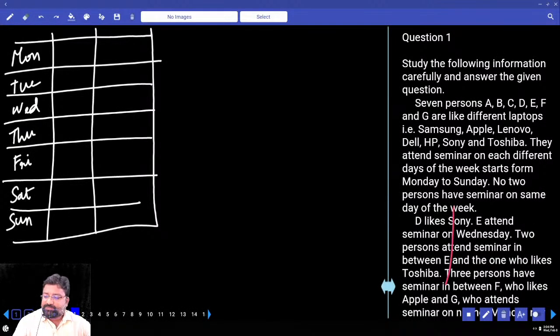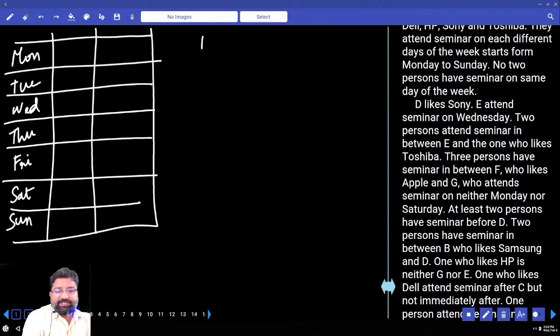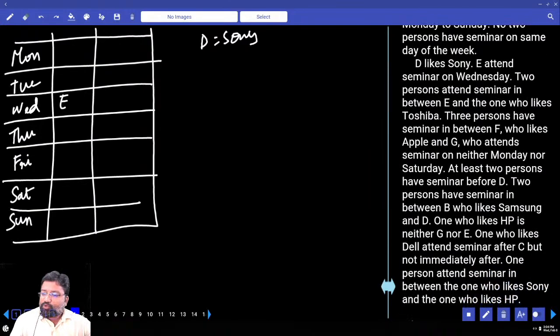D likes Sony. So D equals Sony. And then he says E attends the seminar on Wednesday. E is attending on Wednesday. Two persons attend the seminar in between E and the one who likes Toshiba. Two people between E and the one who likes Toshiba.